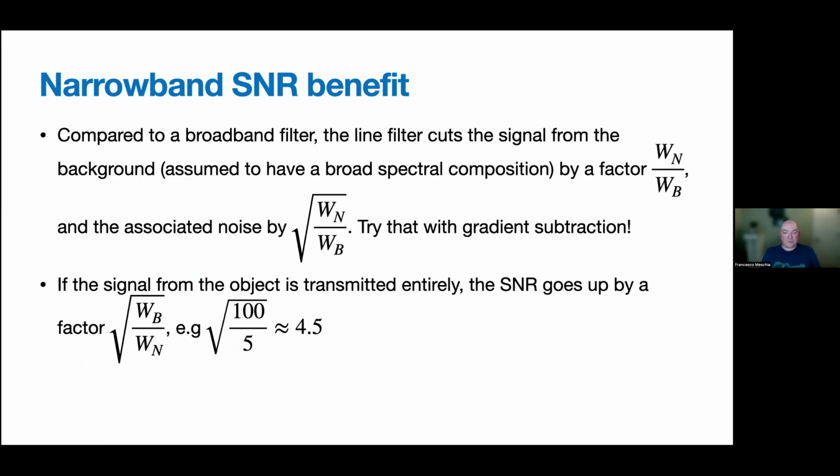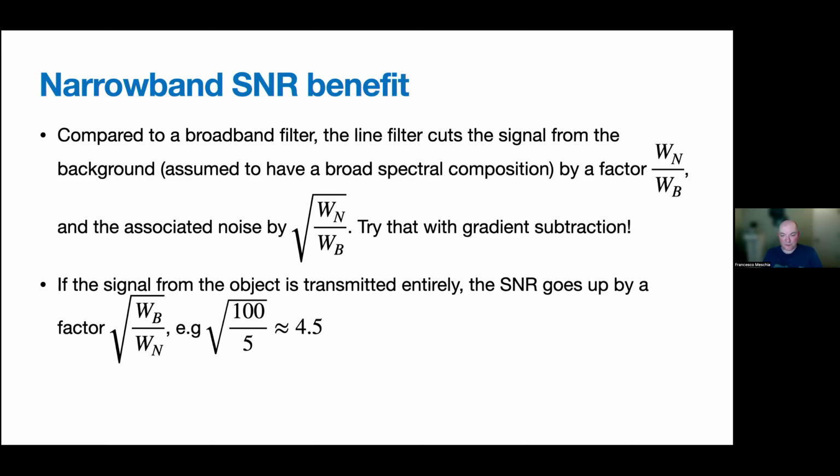So the big benefit of doing narrowband imaging, especially from light polluted areas, is in the signal-to-noise ratio. If I compare a narrowband line filter to a broadband filter, the narrowband filter cuts the signal from the background by a factor of the ratio between the bandwidth of the narrowband filter divided by the bandwidth of the broadband filter. Then the associated noise will be reduced by the square root of this ratio.